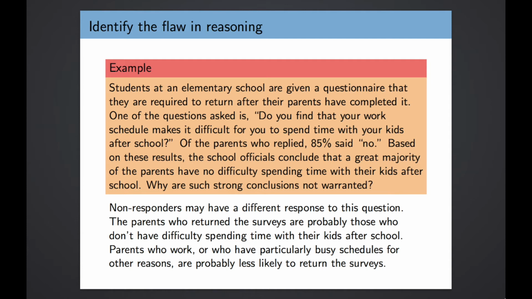So the surveys that get sent back are more likely to be over-representative of the parents who do have time to spend with their kids after school, and the parents who didn't send the survey back are going to be more likely to be the parents who didn't have that time, so they're going to be underrepresented in this sample. So the school officials should not conclude that the majority of the parents of the kids in their school have this time to spend with their kids after school because of non-response bias.